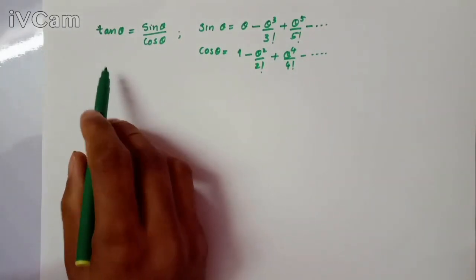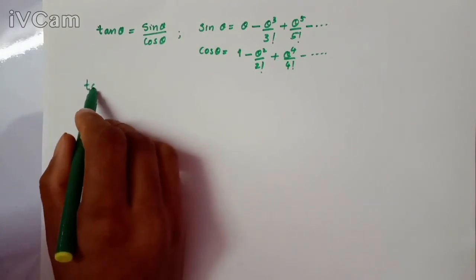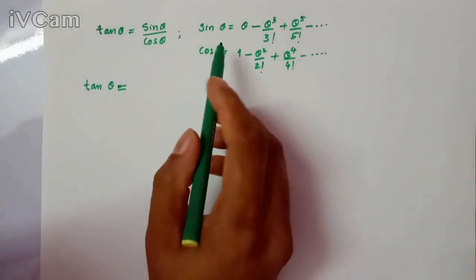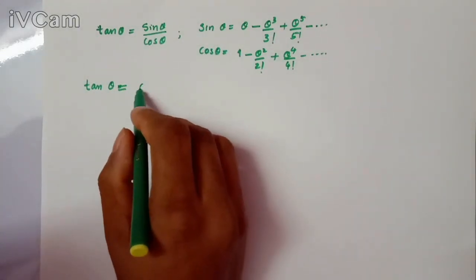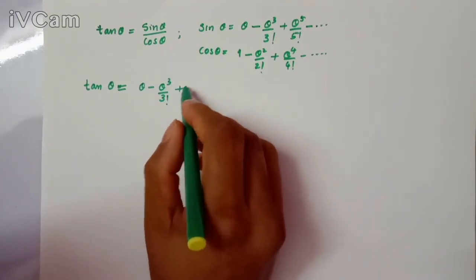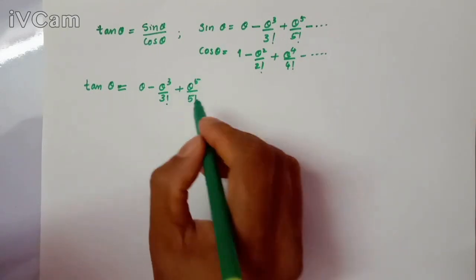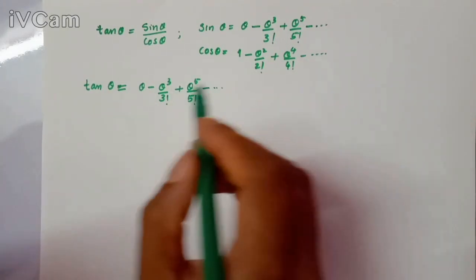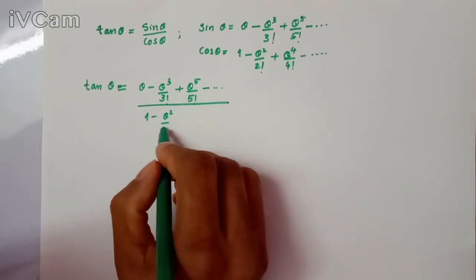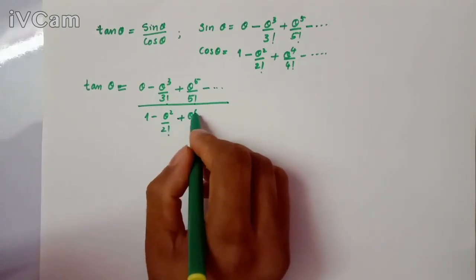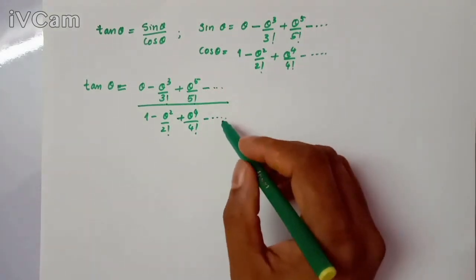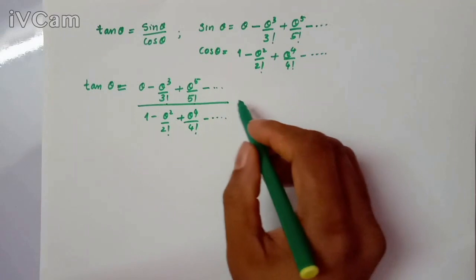So in order to expand this tan theta, we substitute the expansions of sine and cos in this equation. So this would be theta minus theta cube by factorial 3 plus theta raised to 5 by factorial 5 minus etc., divided by 1 minus theta square by 2 factorial plus theta raised to 4 by factorial 4 minus etc.